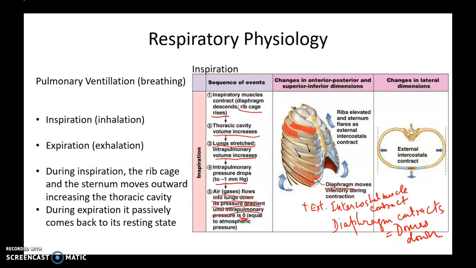As these two muscles contract, the diaphragm domes down, the rib cage expands, and that increases the volume of the thoracic cavity. The increase in the volume of the thoracic cavity causes the lungs to be stretched. In a stretched lung, the volume increases and the pressure drops to -1 millimeter of mercury. Due to this drop in pressure, air flows into the lungs from the atmosphere until it balances out to 0.